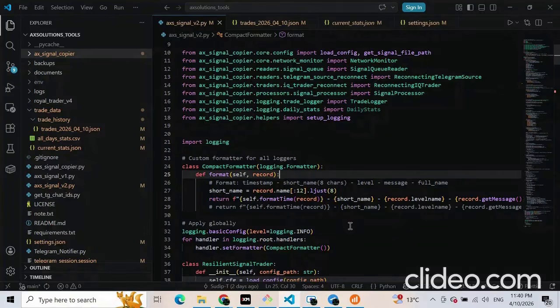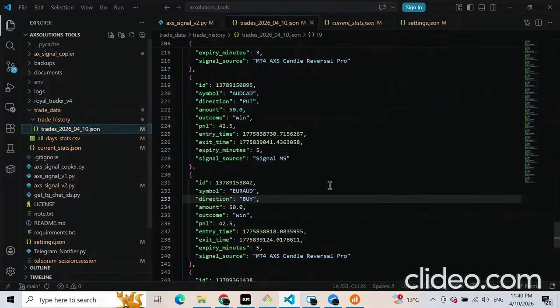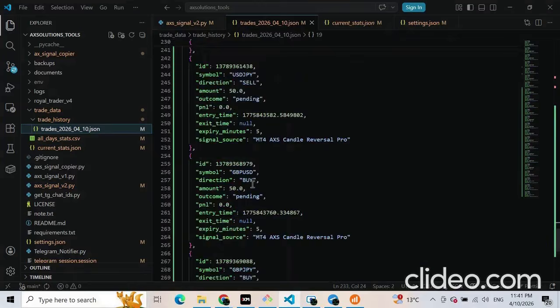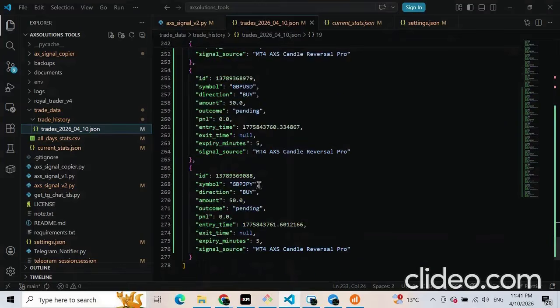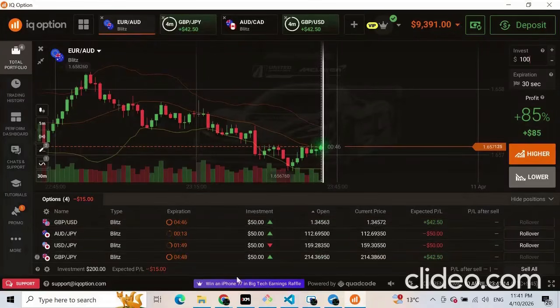Another thing about this system is that it also records each trade. As you can see here, this is how each trade is recorded. Just receive the signal, and you can see these signals are being executed here.